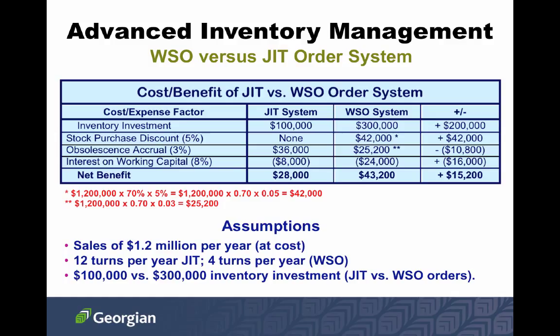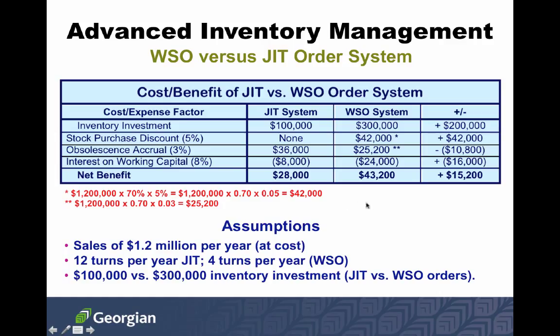Now, we are assuming here that in the just-in-time setting, we will accomplish 12 turns per year, and that's a good number. And in the WSO setting, 4 turns a year. So that translates into, if I have $1.2 million worth of sales, an average inventory of $100,000, 12 times 100,000 is 1.2 million, and 4 turns in the WSO, so that means 4 times $300,000 in inventory investment makes the 1.2. So there's a plus $200,000 inventory investment, which clearly ties up additional, significant, dramatic additional working capital.